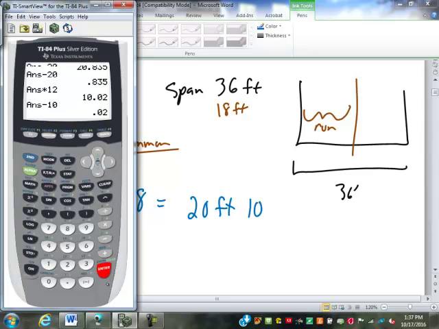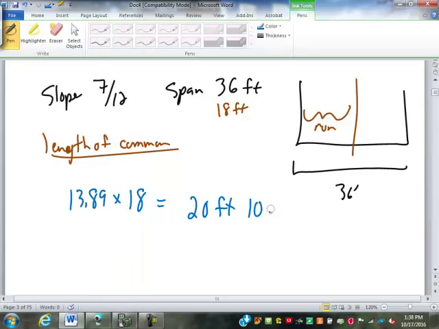I'm going to subtract 10. I got 0.02, right? What am I going to do with that? Well, I want this to be the nearest 16th, so times 16. I got 0.32, which is less than half, so that's not 1/16. It's just 10 inches. That's between 0/16 and 1/16, so it's closer to 0/16. So 20 foot 10 inches is what that common rafter is going to be.